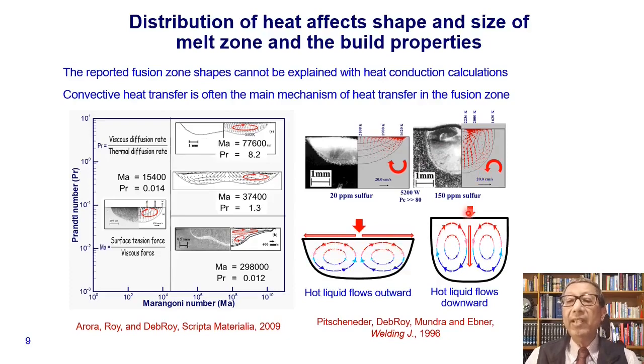Now, when the flow pattern in the middle is going downward, it acts as a thermal drill. And so we get a deep and narrow pool. When the liquid metal flows from the middle to the periphery or the rim of the molten pool, then we get a wide and shallow pool. So fluid flow is very important in additive manufacturing.